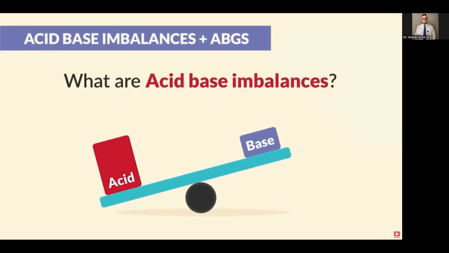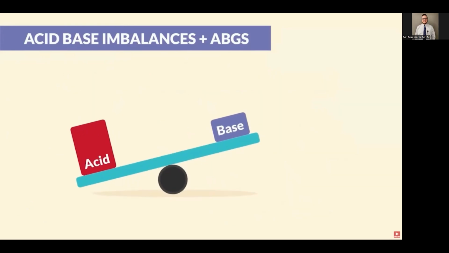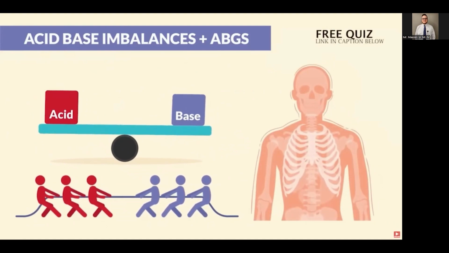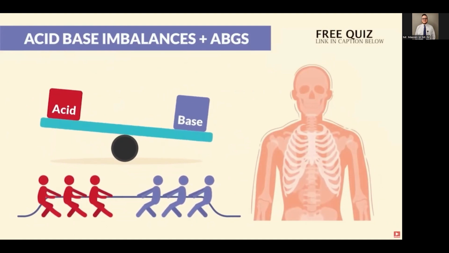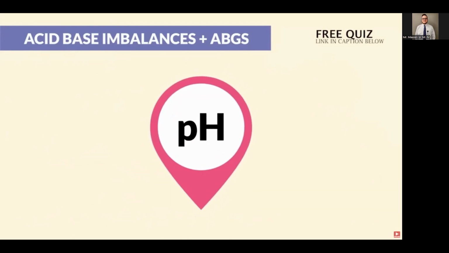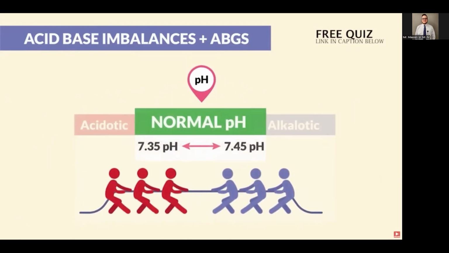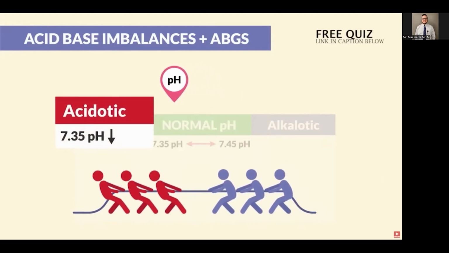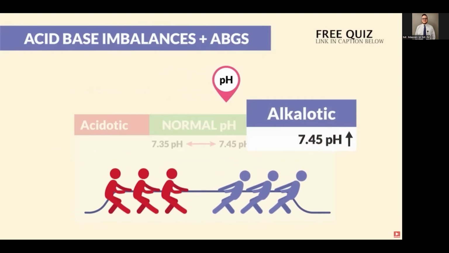So what are acid-base imbalances? Well, it's just the balance of acid and base in the body, kind of like a tug-of-war. The body loves to keep these in balance, measured in blood via the pH. So normal pH is 7.35 to 7.45. Too low, under 7.35, we become acid. Basically, the body goes into acidosis. And too high, over 7.45, we become more base. The body goes into alkalosis.